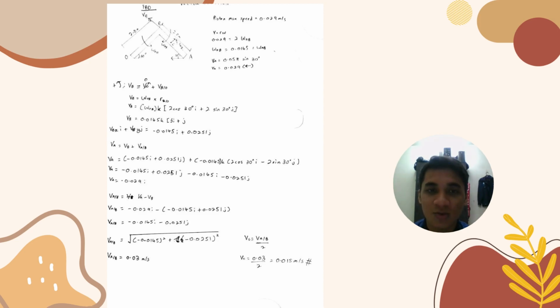Today I'm going to talk about the vector solution. First, I draw the FBD and show the direction of velocity and omega. Then I find the omega OB by using the value of piston max speed for velocity in the equation V equals R omega. Then I find the VA by using the recent equation that Aiman has stated, which is 0.058 sine theta, and the theta is 30.